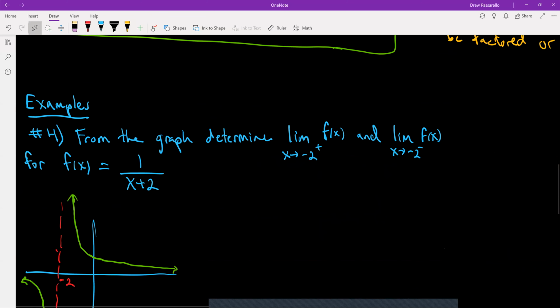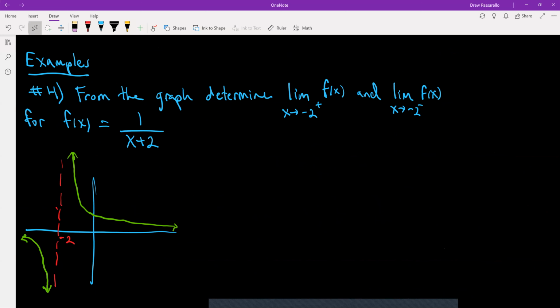So for this first example, number 4, it says from the graph, determine the limit as x approaches -2. So it's going to be x approaches -2 because of the plus sign. That's going to be the right-hand limit. And then this has the negative sign above -2. That means x is approaching -2 from the left. So you're determining each one-sided limit, the right-hand limit and the left-hand limit.